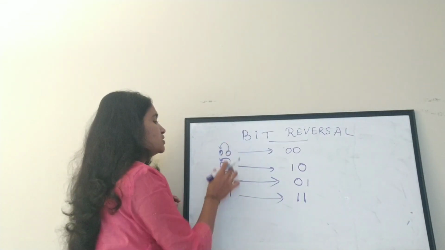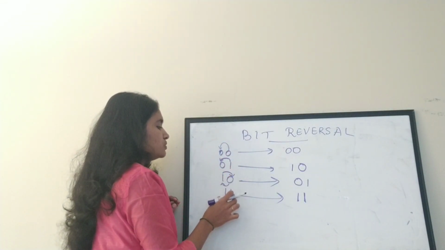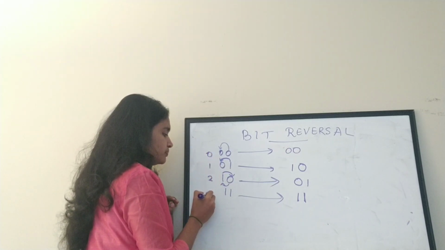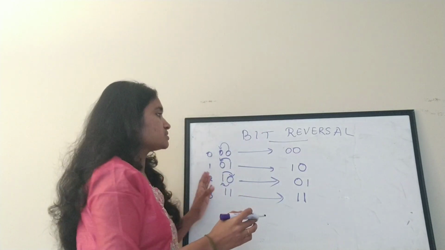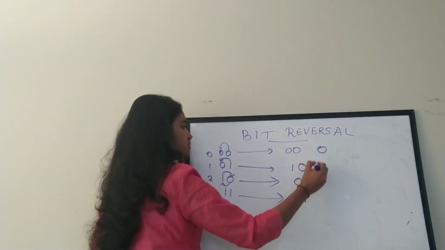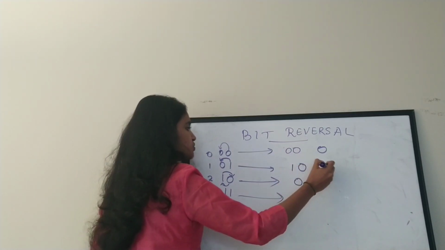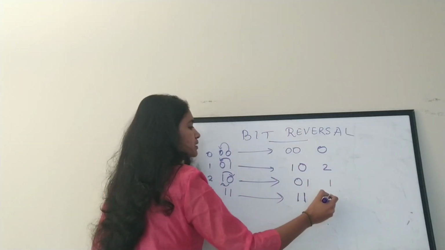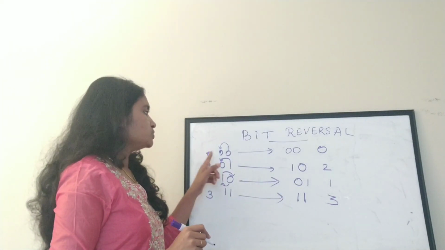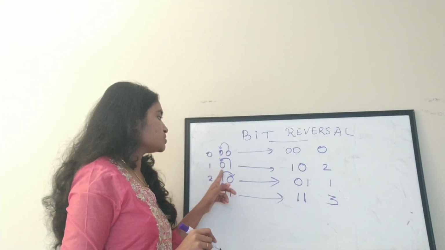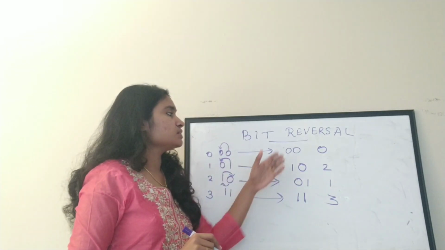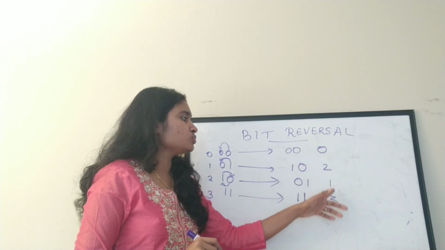So here it was 0 0, 0 1, 1 0 and 1 1, that is 0, 1, 2 and 3. And if the bit reversal is performed, the values will be: here it is 0, here it is 1 0 which is 2, here it is 1, here it is 3. So if you bit reverse the 2-length bits, that is 0 0, 0 1, 1 0 and 1 1, up to 3, the result will be like 0, 2, 1 and 3.